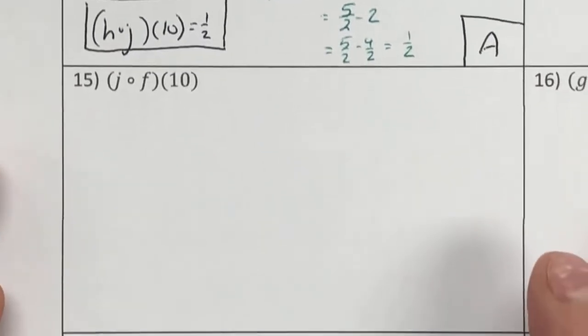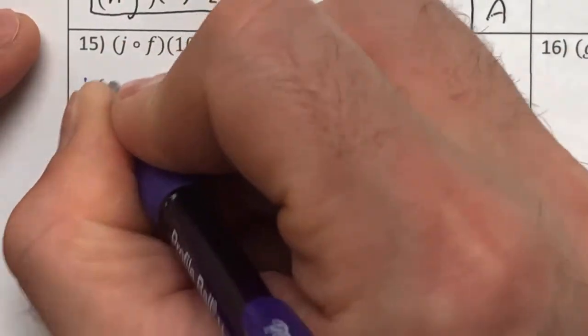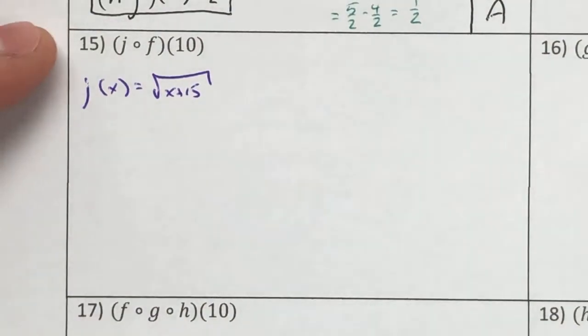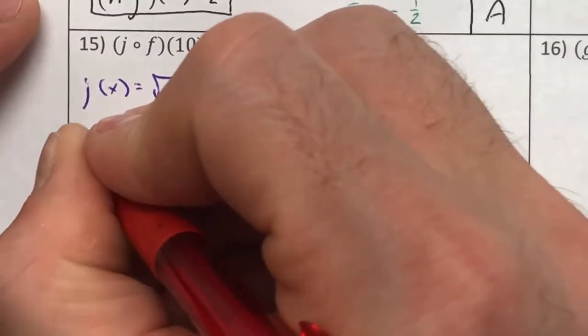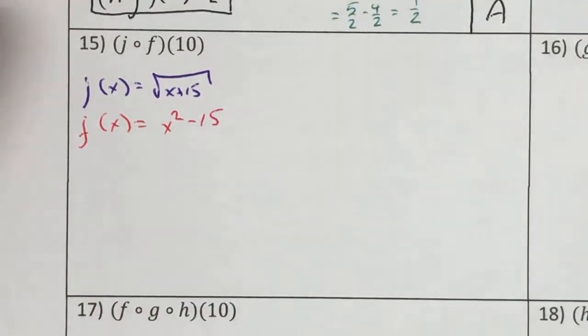So we've got 2 more that we're going to try. Let's go ahead and give 15 a shot. We've got J of F of 10. Give this one a shot and see what your answer is. You might need to see the functions, so I'm going to go ahead and put those down. J of x is the root of x plus 15. And then F, we did F in red, is x squared minus 15. Awesome. So now give that a shot.